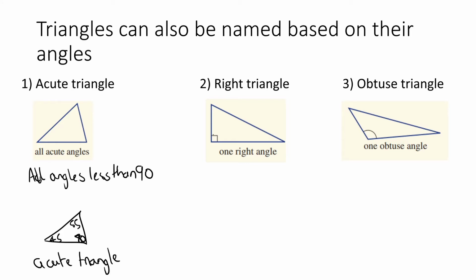Right triangle, they have one right angle here. That's your right angle symbol. If they have one of that, we could just call it a right triangle, as long as they have that one part.